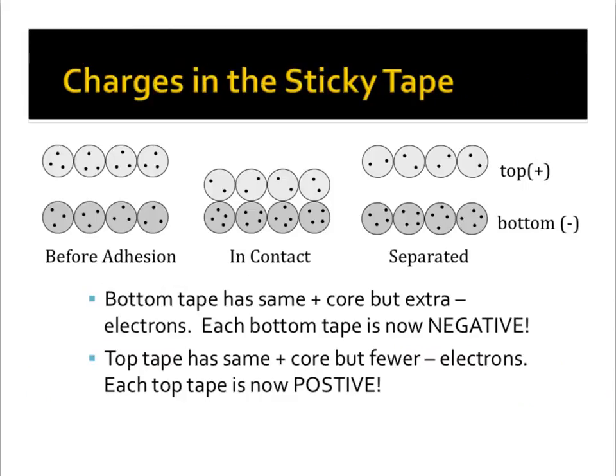So this just reiterates what we were talking about, and you can see the pictures are a little more clear. The bottom tape has the same positive core, but extra electrons. This makes it negative. The top tape has the same core, but fewer electrons. So this makes it positive.